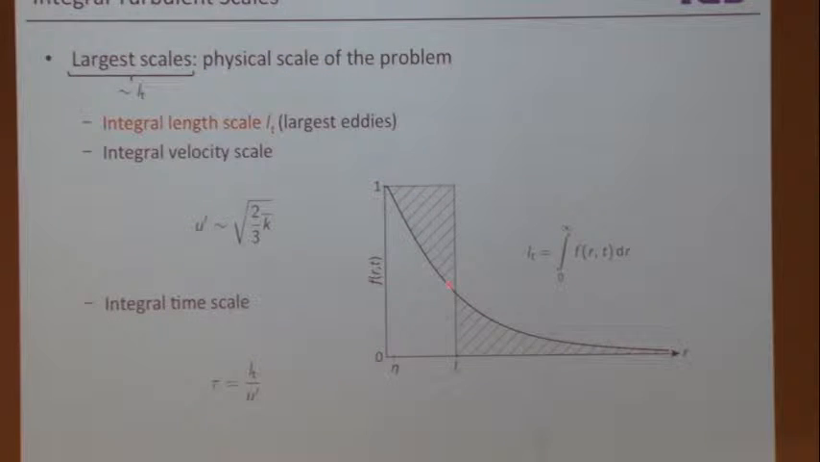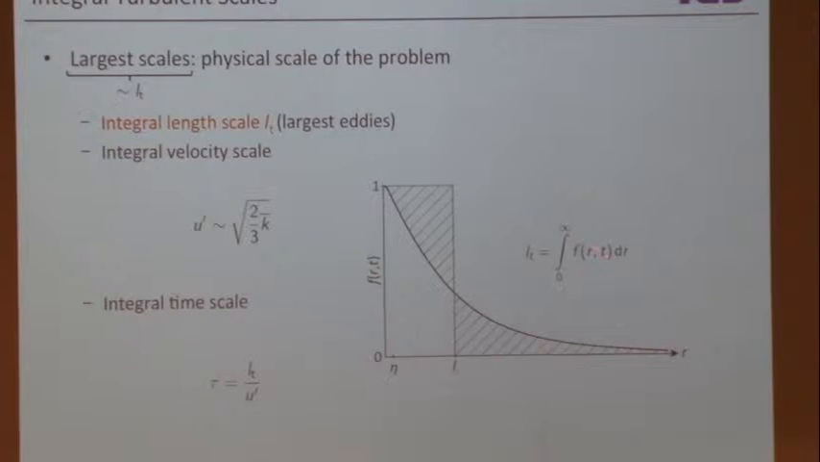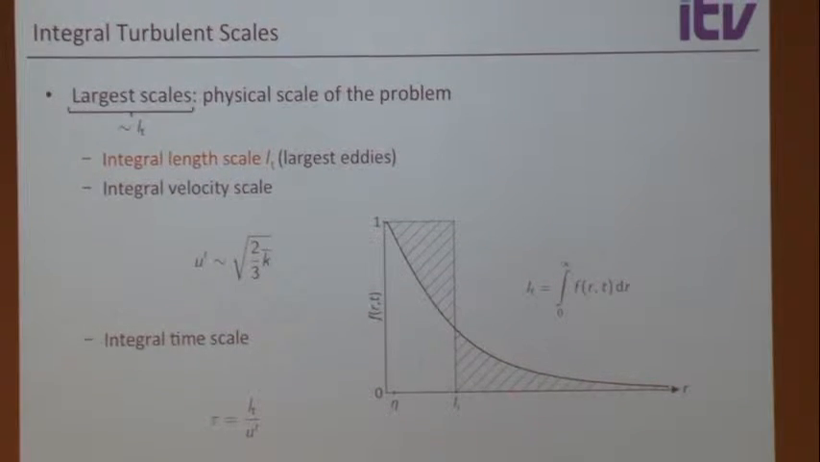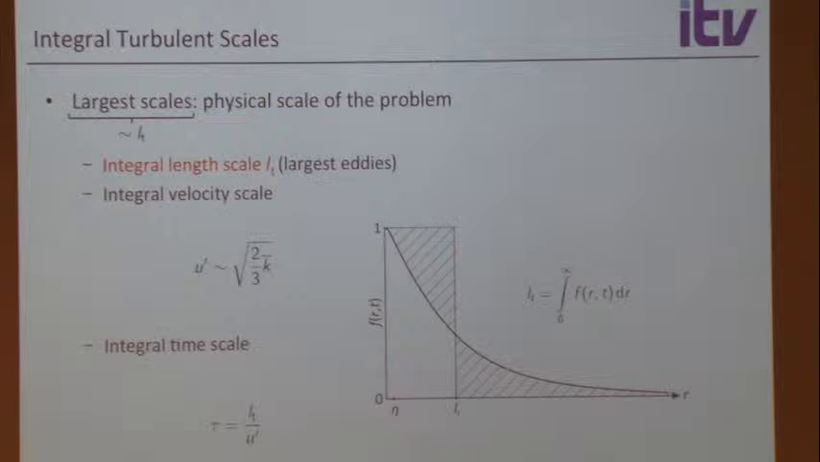So we define our length scale, and with this, we say the integral of this correlation function gives me the length scale of the large turbulent eddies. We typically call this length scale the integral length scale, because it comes from this integral. So integral length scale just means that's the length scale of the large motions of the turbulence.